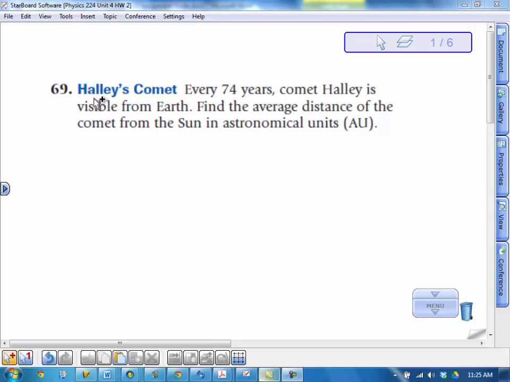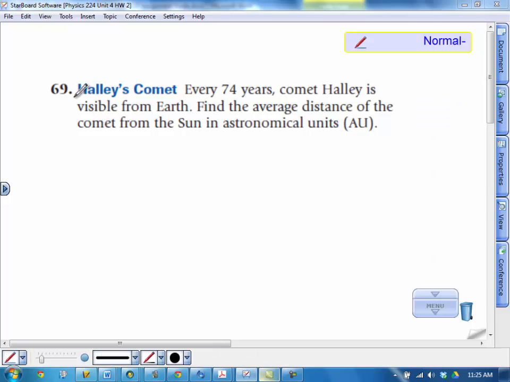Okay, these are homework questions to keep going with Unit 4 homework. We left off at 69. 69 says, every 74 years, Halley's Comet is visible from Earth. Find the average distance of the comet from the sun in astronomical units.